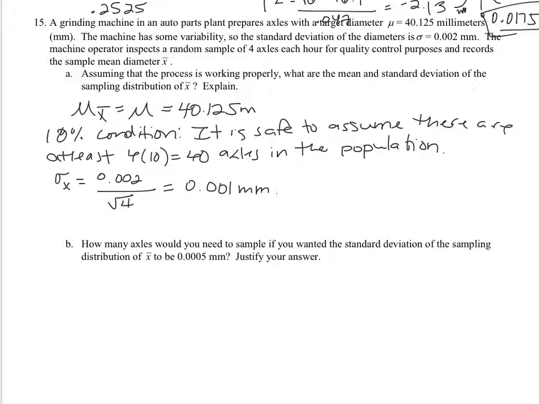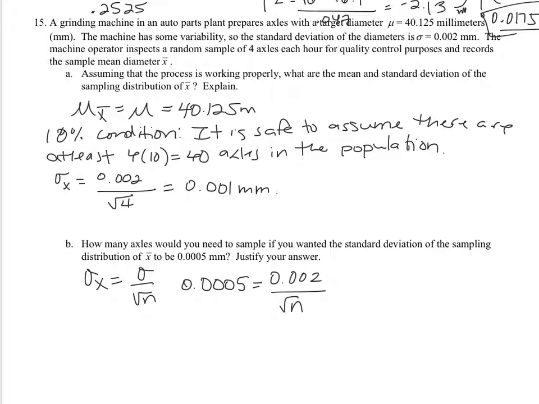So how many axles would you need to sample if you wanted the standard deviation of the sampling distribution of x bar to be 0.005 millimeters? So basically we're using our formula and we're going to solve for n. So 0.005 equals sigma, 0.002, divided by the square root of n.